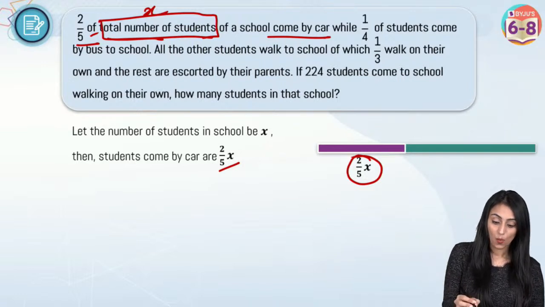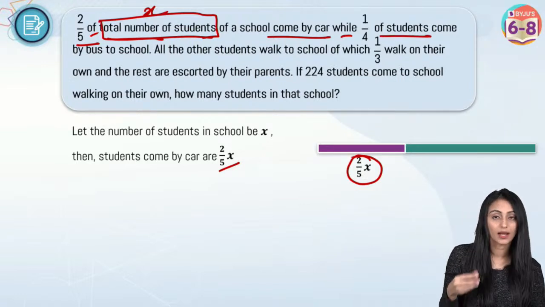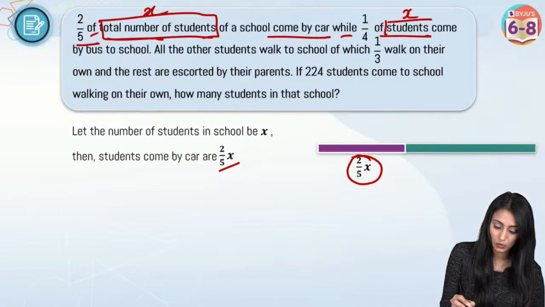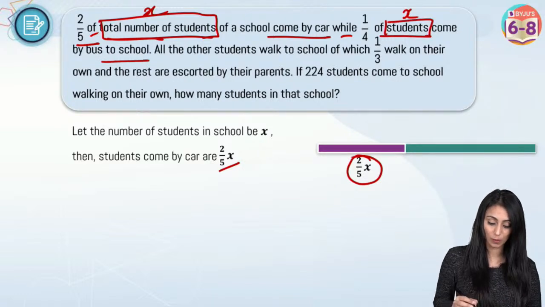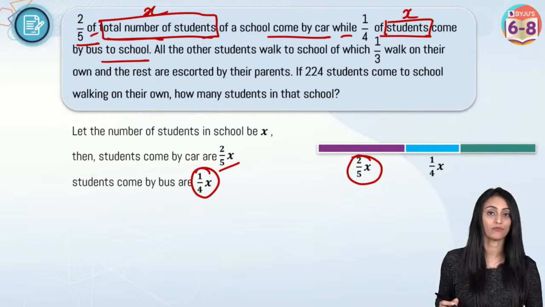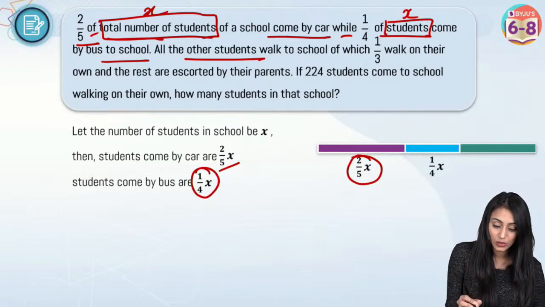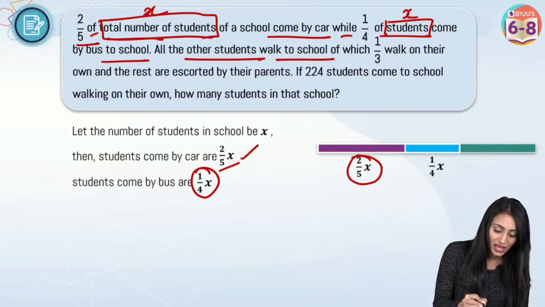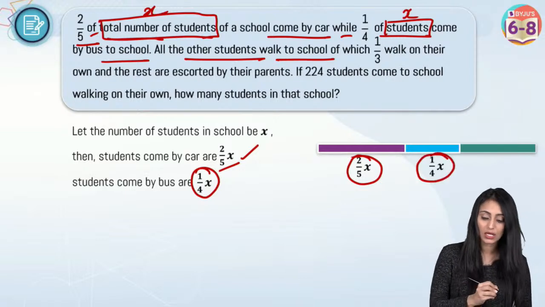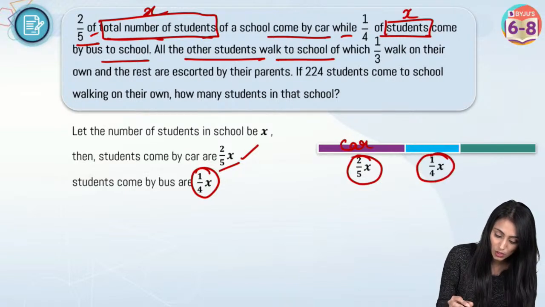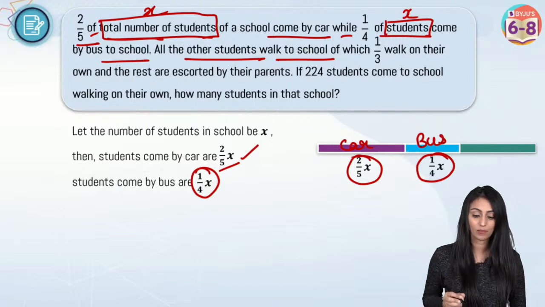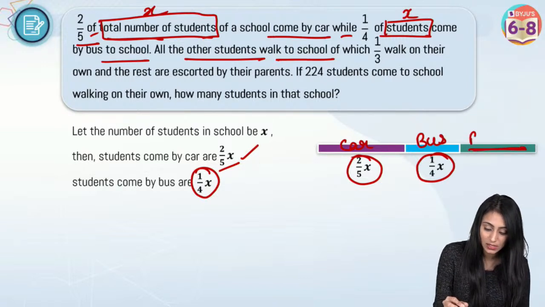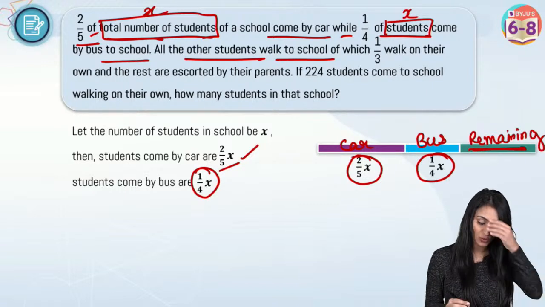This is simple. While 1/4 of students, again total number of students. When I'm saying of students, these are total number of students. They come to school by bus. 1/4, that means 1 by 4 X. All the other students walk to school. All the other students means how many are the remaining students? Because 2 by 5 are coming by car, 1 by 4 are coming by bus. These are the students who are coming by car. These are the students who are coming by bus. I need to know the remaining ones. Remaining first. Yes?